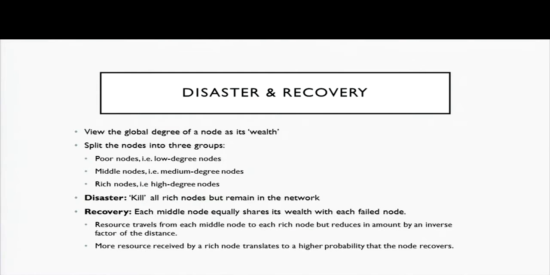And then for recovery, we want to revitalize all these nodes that were deactivated. We're going to do this by saying that the middle class will support all the rich nodes that died. They're going to share all of their wealth, aka their degree, with each failed node equally. So they divide it up equally, and then they transmit the wealth from them to each rich node. But as the resource travels through the network, it drops off by a factor of the distance, so we just divide by the distance it takes to reach the node. And the more resource that a rich node receives translates to a higher probability that the node will recover in one time step.